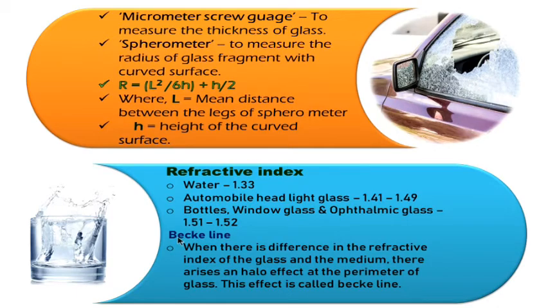Now coming to a term called Becke line in glass. Usually in a refractometer, the Becke line appears where there is a difference in the refractive index of the glass and the medium in which the glass is put. At that time, a halo effect arises at the edges of the glass, that is, the perimeter of the glass. This effect is called the Becke line.